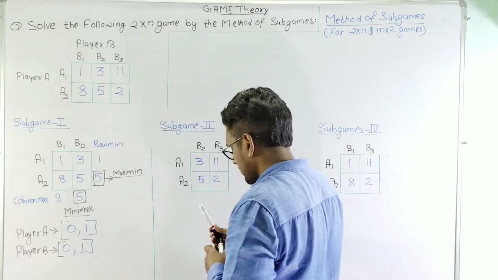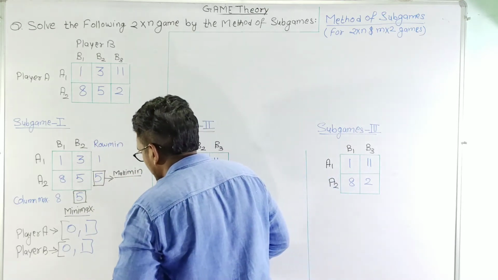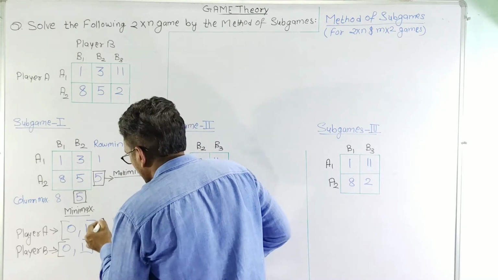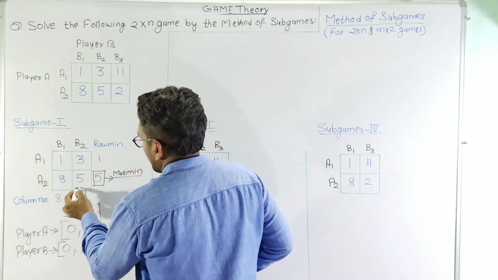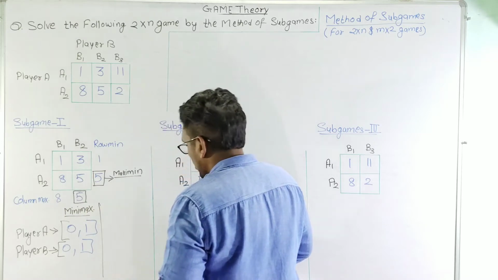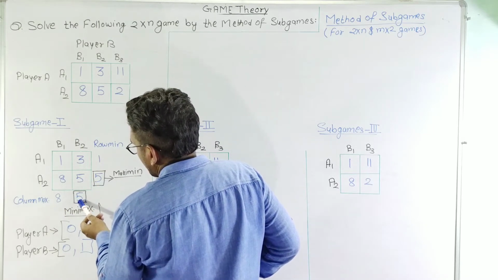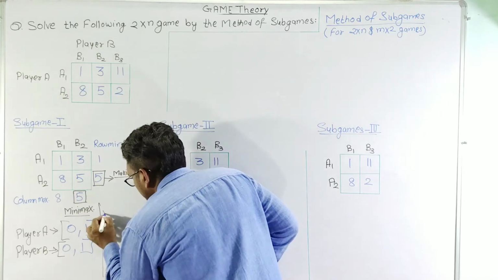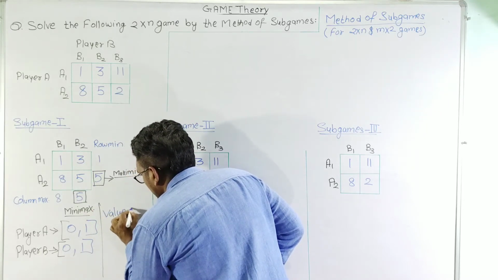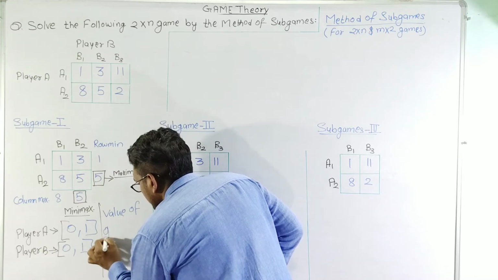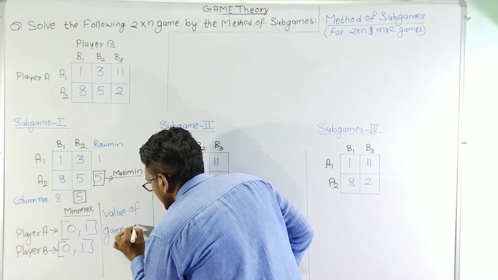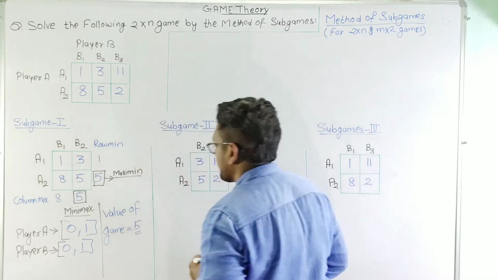Now we can also find the value of game here, which is equal to the value at the saddle point, or we can say which is equal to the value of maximin and minimax. So the value of game here can be given as equal to 5.